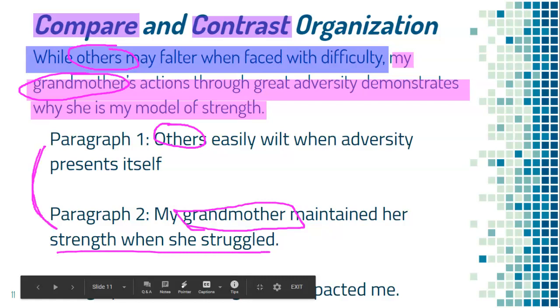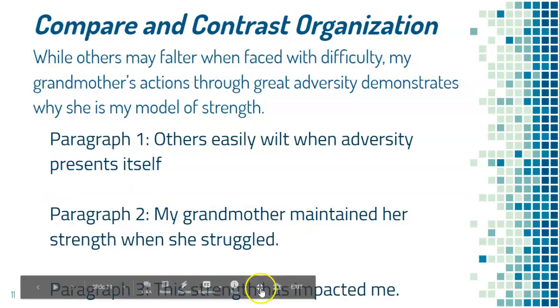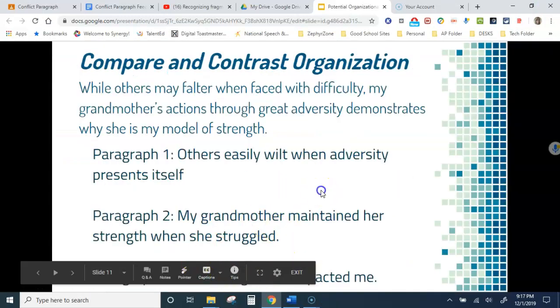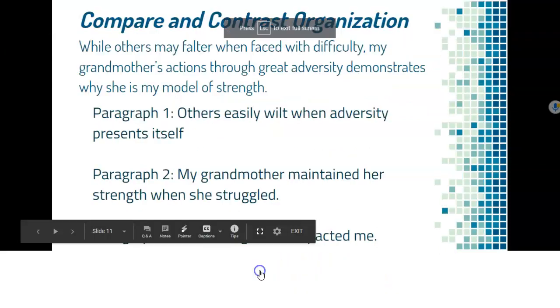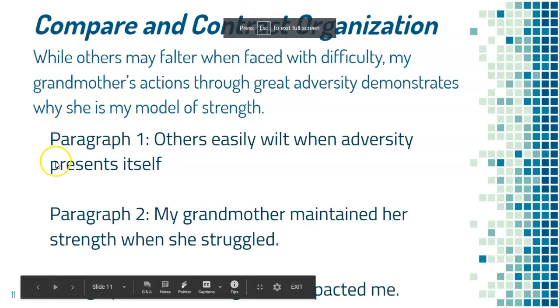So again, the difference between the two. This is other people, and this is my grandmother. The third paragraph should say how she impacted me. I don't know why this is not going away. How this strength impacted me, so this would be why this is important. So I've got what others would do, what my grandmother would do, showing what she did differently than others, and then my final body paragraph would be how that impacted me. I'm clearly comparing and contrasting what my grandmother does as opposed to other people.